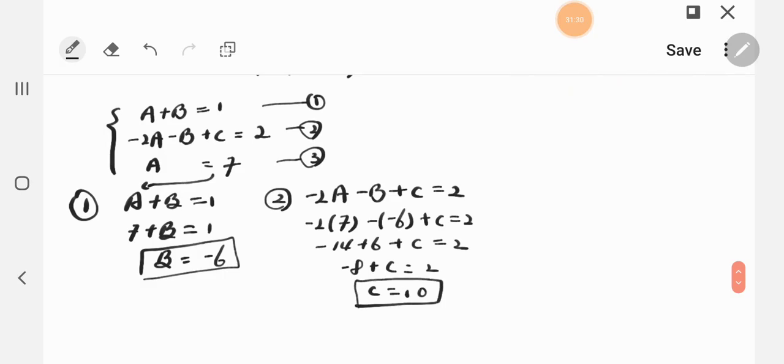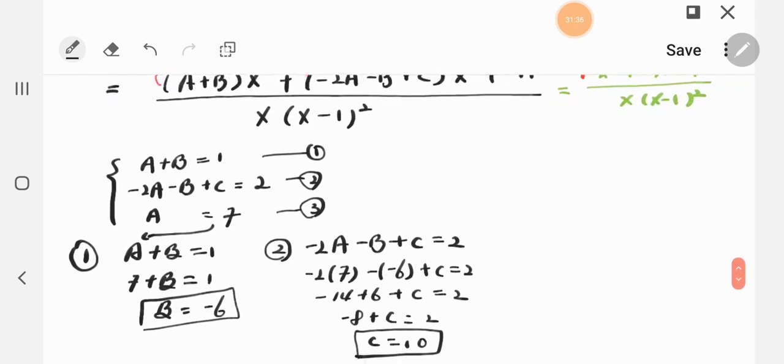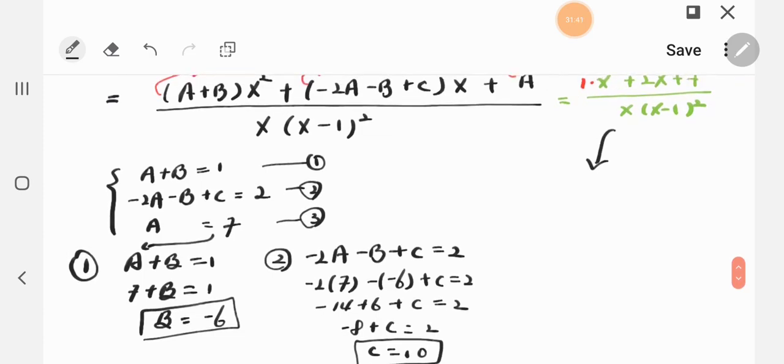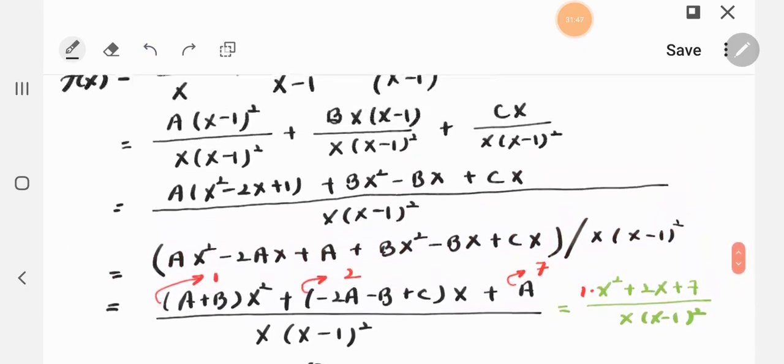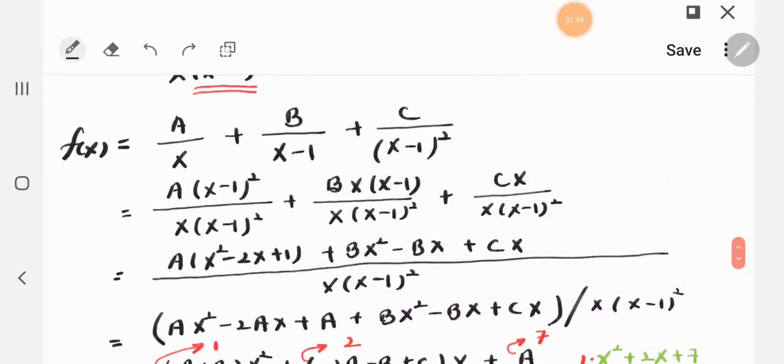All right, we found b and c, and a is given. So the answer will be, okay, from here, not from here, sorry. So from the original, from here. Okay, that's the f of x. So let me write down f of x.